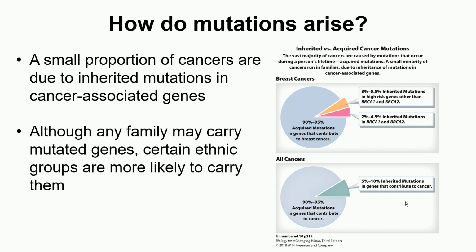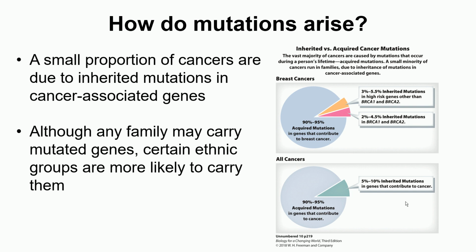So how do mutations arise? There are two kinds of mutations. They can be inherited mutations or they can be acquired mutations. Inherited mutations are those which a person gets from the family, which means there are some mutations already there in the genes. So cancer is basically a genetic disorder. It's an interplay of genes as well as some environmental factors, but genes play a very big role in cancer.